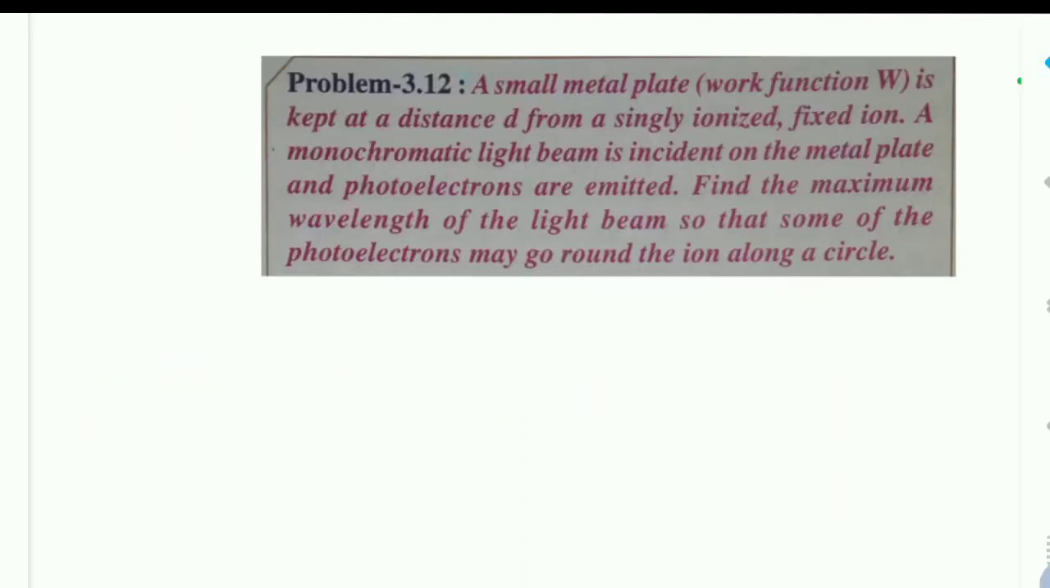A small metal plate of work function W is kept at a distance d from a singly ionized fixed ion. A monochromatic light beam is incident on the metal plate and photoelectrons are emitted. Find the maximum wavelength of the light beam so that some of the photoelectrons may go around the ion along a circle.